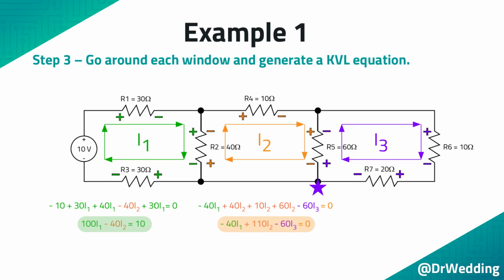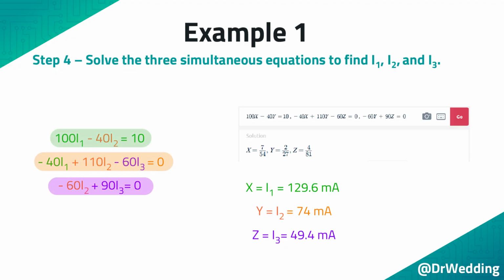The third equation starts at the purple star in the lower left of the third window. The third equation is minus 60I2 plus 60I3 plus 10I3 plus 20I3 equals 0. Then simplify by combining like terms. Step 4. Solve the 3 simultaneous equations to find I1, I2, and I3. The equations were solved in this example using the same online calculator as before.